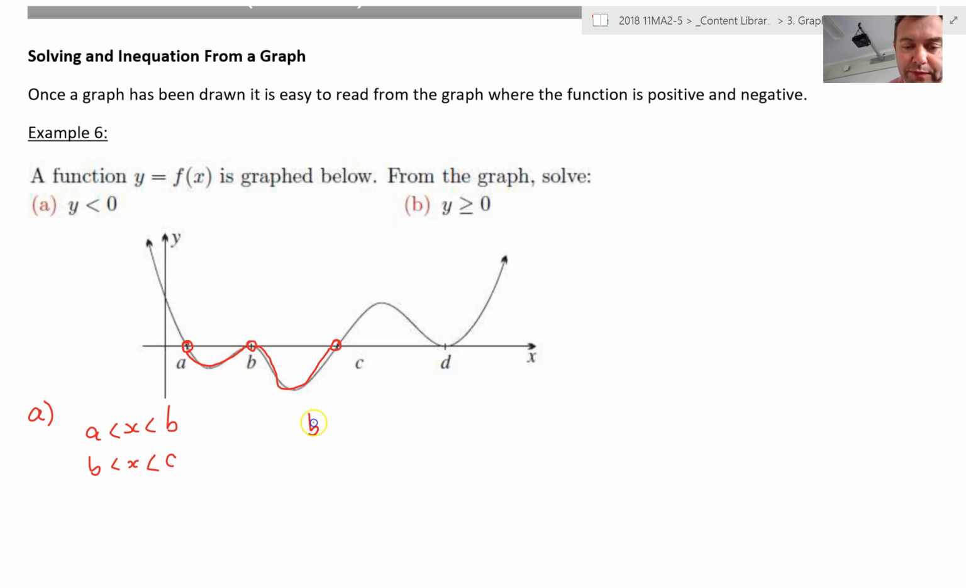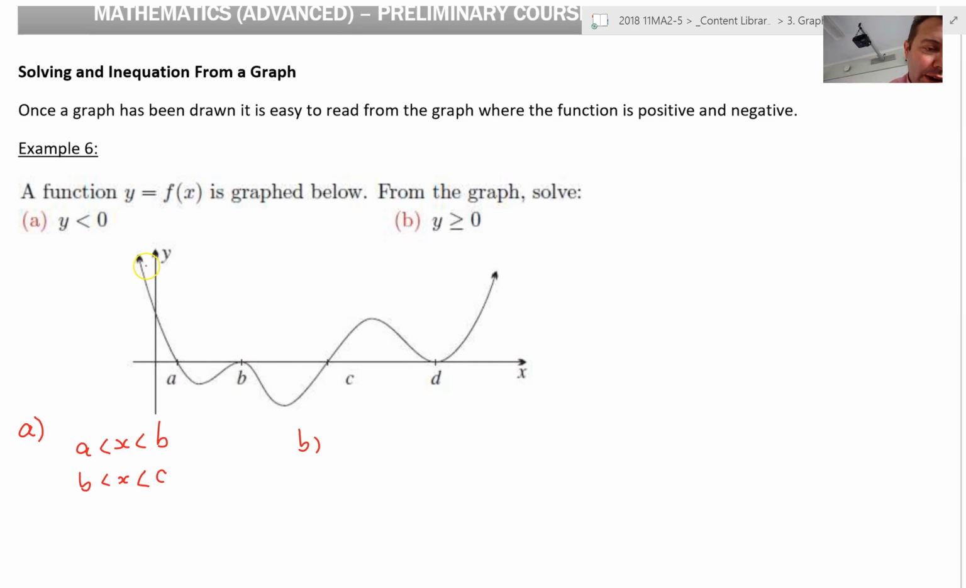Now for part b, I want to know when it is greater than or equal to 0. It's greater than 0 here, where it's positive, but I'm also happy where it's equal to 0, anywhere where it's equal to 0. So that part and this part here. I don't need to worry about a break here because it can be 0 there. So anything greater than c is going to be greater than or equal to 0.